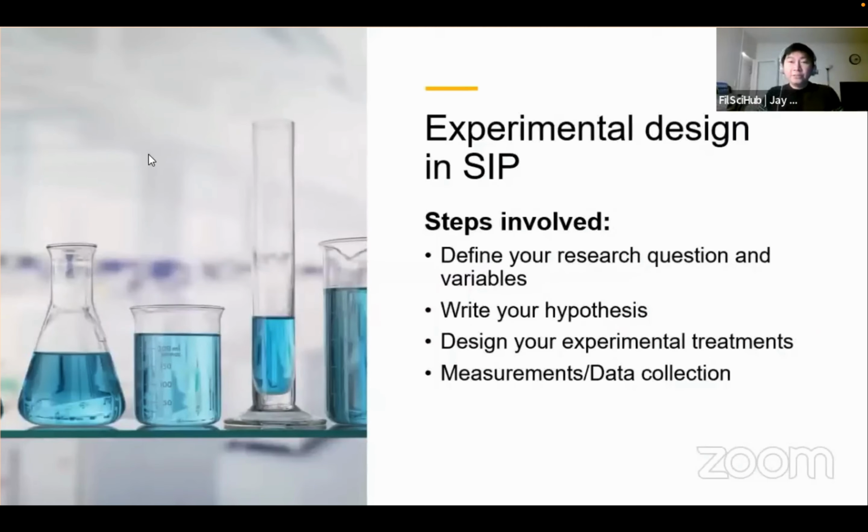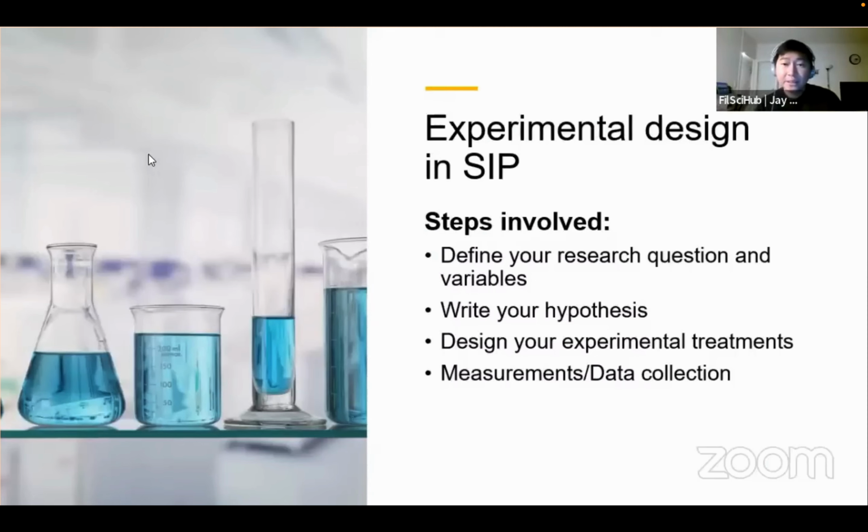So the experimental design in SIP has these steps involved. So yun na nga po, we define our research question and variables, and we write down our hypothesis. So yung sa tinatanong kanina, kailangan ba explicitly sinasabi yung hypothesis? Sometimes hindi explicitly, but it's somehow expressed in the introduction implicitly na parang ito yung tinitest natin and ito yung mga variables na tinitingnan.